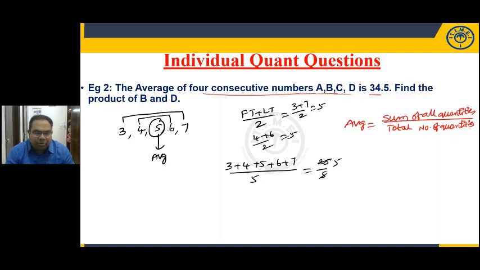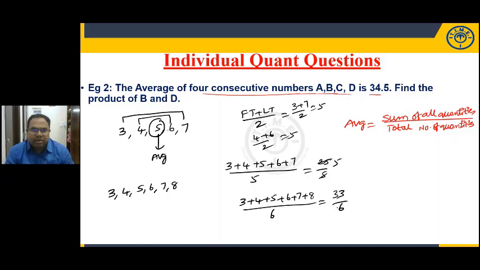When I come to the middle term, there is only one middle term. If I take 3, 4, 5, 6, 7, 8, what will happen? 3 plus 4 plus 5 plus 6 plus 7 plus 8 by how many numbers? 6 numbers, right? 33 by 6, that is 11 by 2, which is 5.5. Now, what is first term plus last term by 2? 11 by 2, 5.5. Also 4 plus 7, second from the first, second from the last.